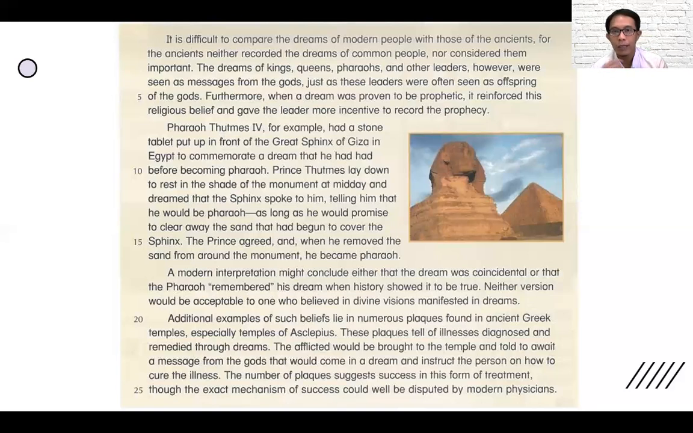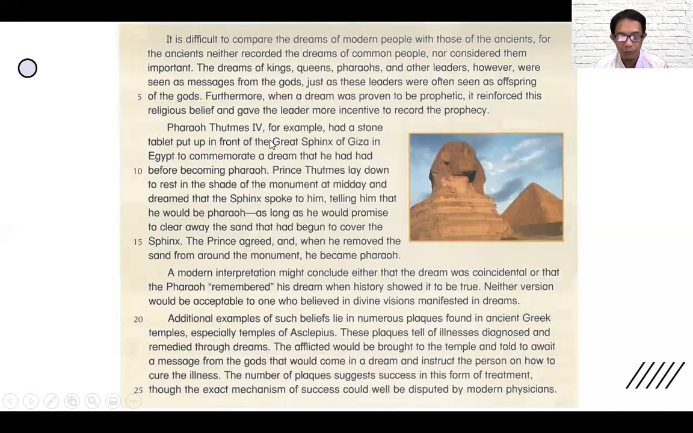Kalau kita bicara tentang scanning, biasanya diawali dulu dengan pertanyaan. Misalnya, bagaimana Pharaoh Thutmose keempat memperlakukan mimpi-mimpinya? After we get that question, we will try to scan the article. We will read quickly from the first one all the way until you get, oh, Pharaoh Thutmose IV, for example. Ini langsung yang kita baca adalah bagian ini.